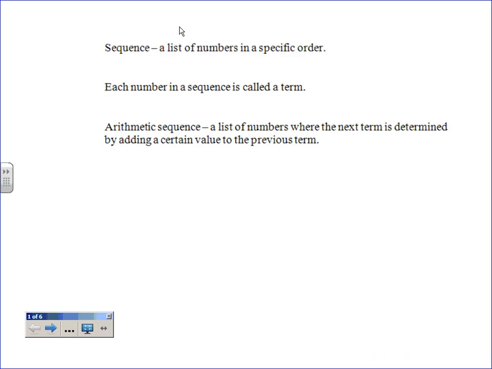Today, 11-1 is talking about sequences and very particular types of sequences. They are arithmetic. Basically, that means we are going to add from term to term. But first, let's talk about what a sequence is.